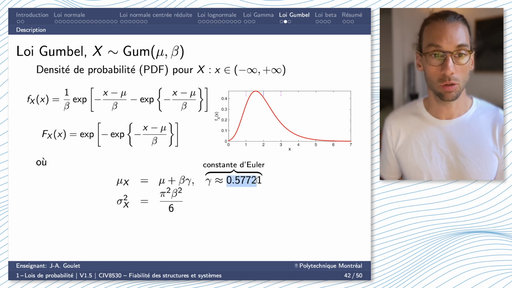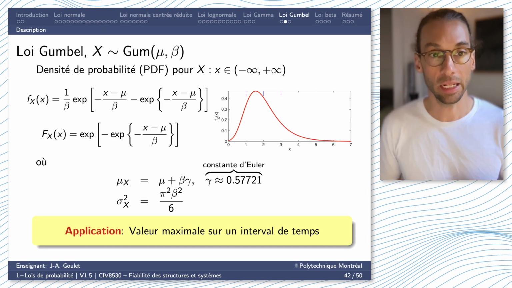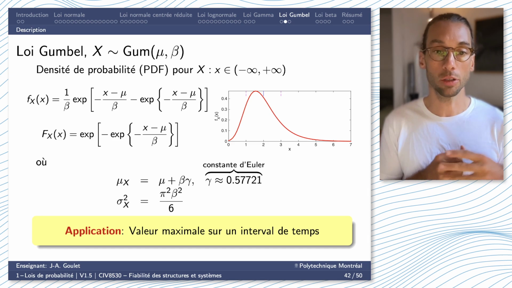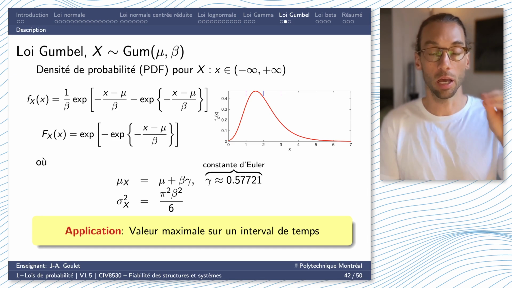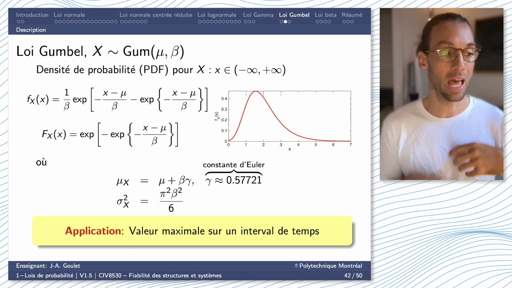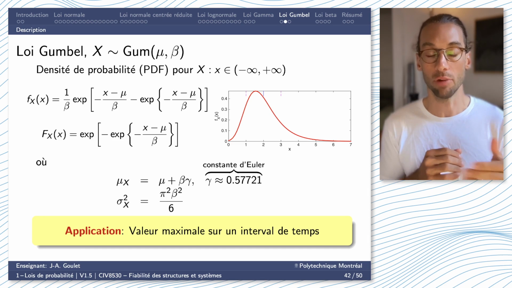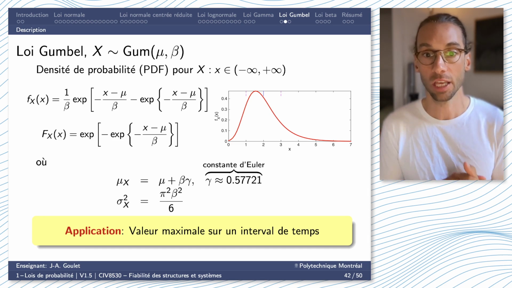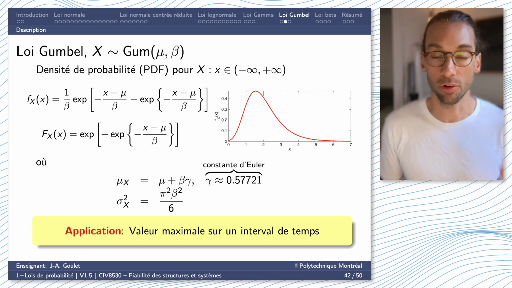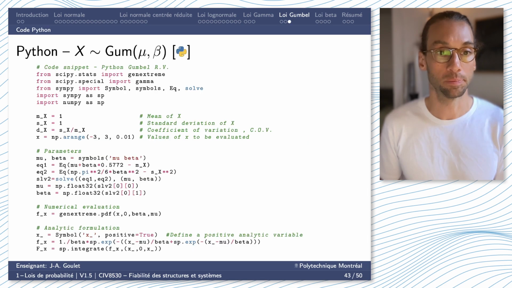equal to this quantity. And in practice, we use the Gumbel distribution to model the maximal value obtained over a fixed interval. So for instance, what is going to be the highest traffic load on my bridge, or what's going to be the highest water level in my lake or my river in a given amount of time.